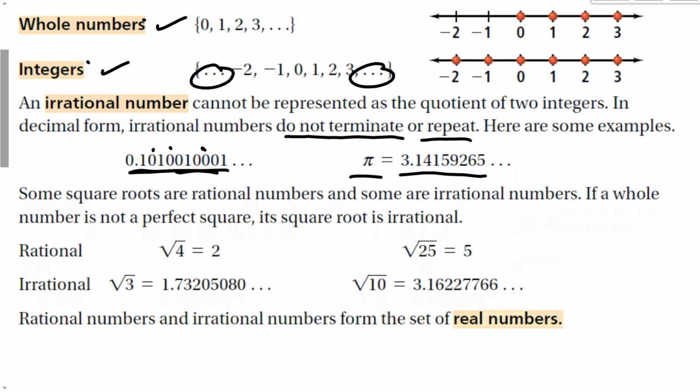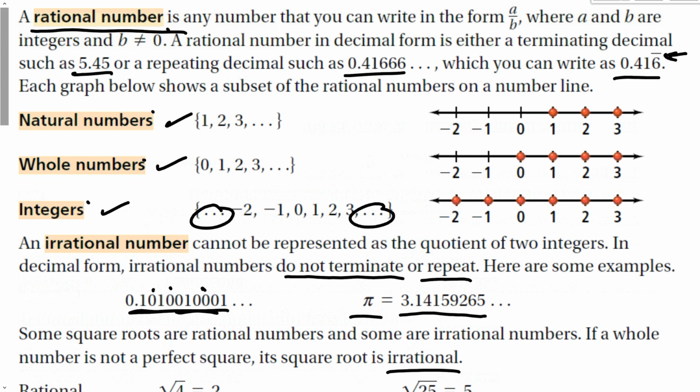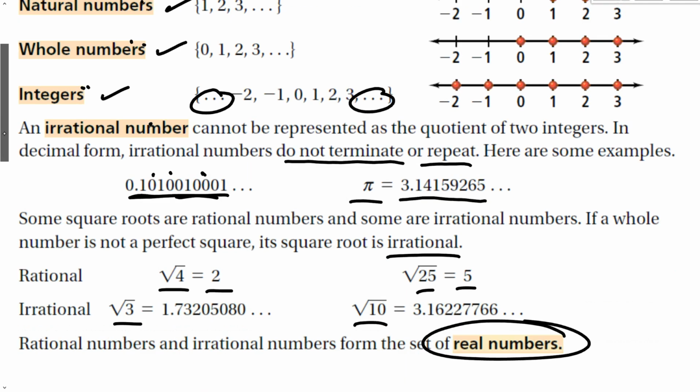Also, some square roots are rational numbers, some square roots are irrational numbers. If you have a number that is not a perfect square, its square root is irrational. So basically, if a square root works out, like the square root of 4 or the square root of 25, then it's rational. If the square root doesn't work, it's irrational. But all of these are real. All of these are the set of real numbers. So real numbers include rational, natural, whole, integers, and irrational. All of those are types of real numbers.